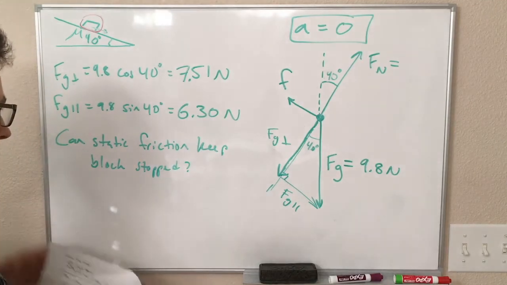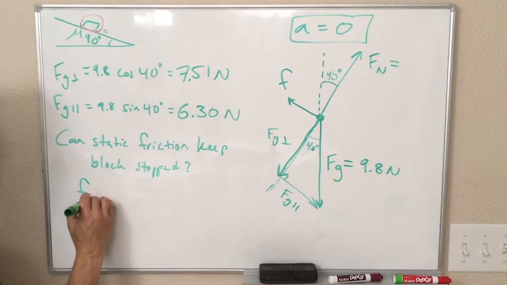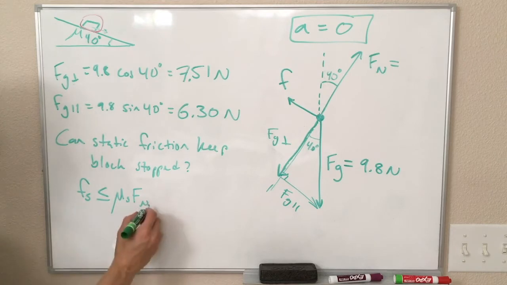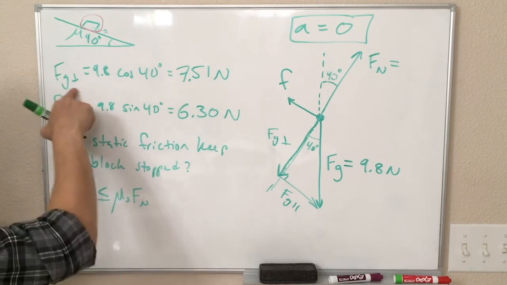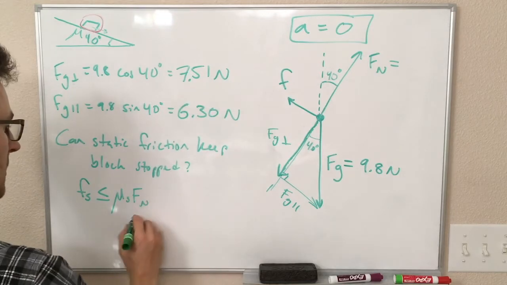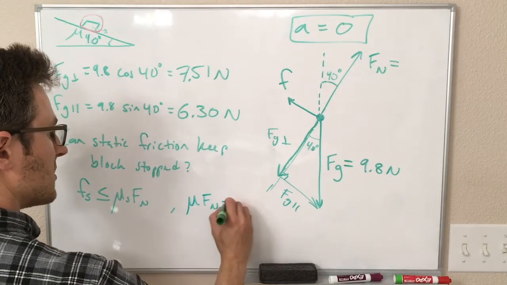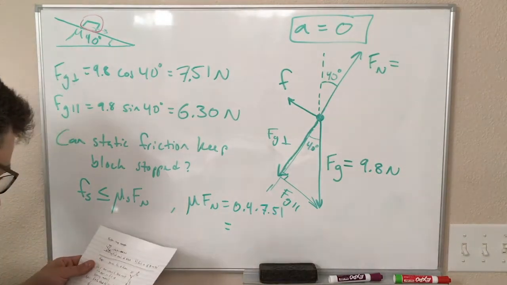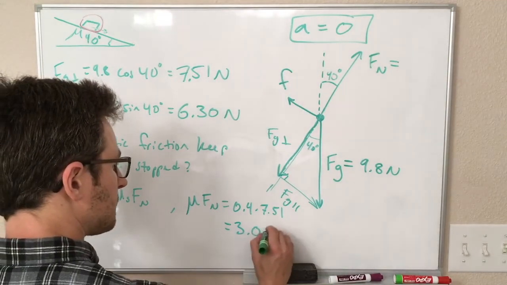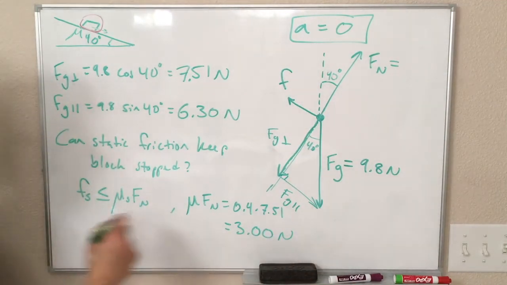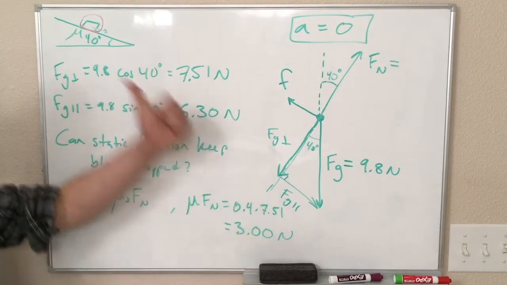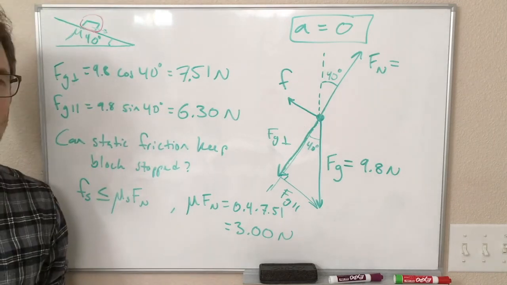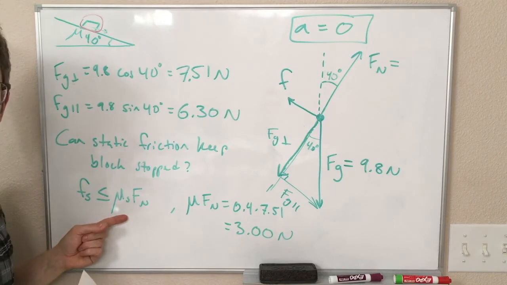In this case, our static friction, remember, is less than or equal to mu times the normal force. We already know what's going on here. The normal force is equal to 7.51. So mu times the normal force is equal to 0.4 times 7.51. That is equal to 3.00 newtons. So this is the maximum amount our static friction force could be, 3 newtons up the ramp, and Fg parallel is 6.3 newtons down the ramp. So can this friction be big enough to keep it from sliding?